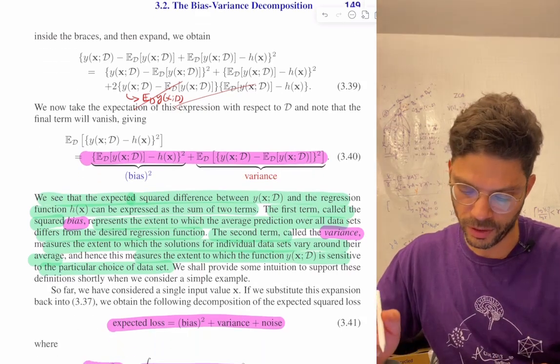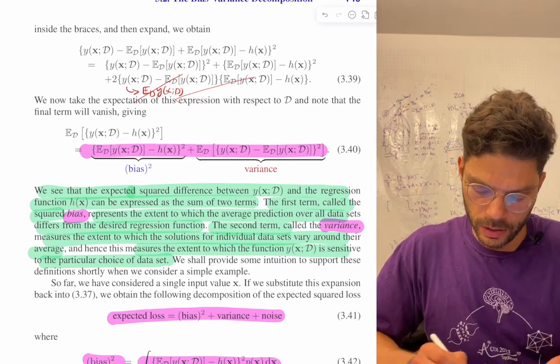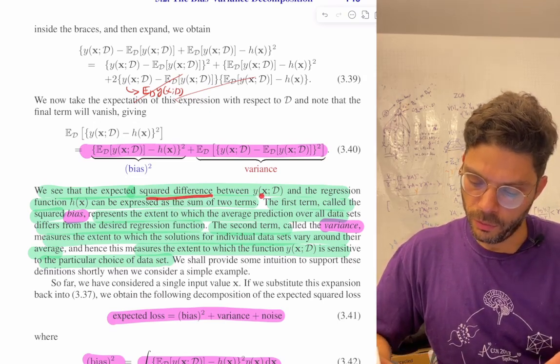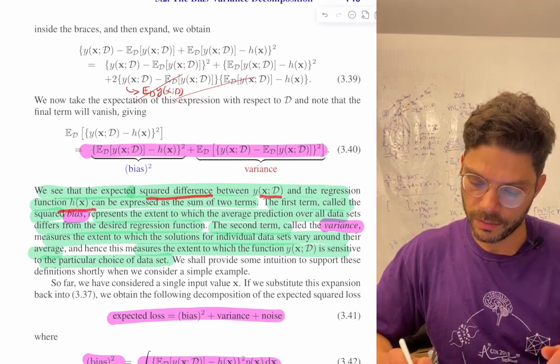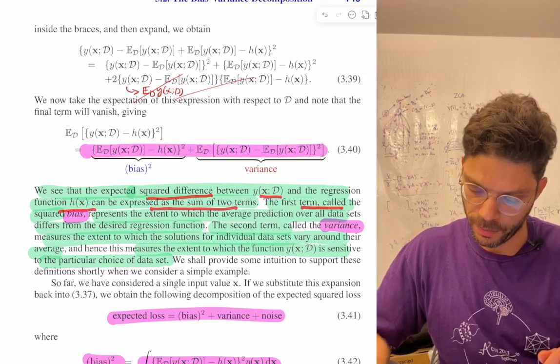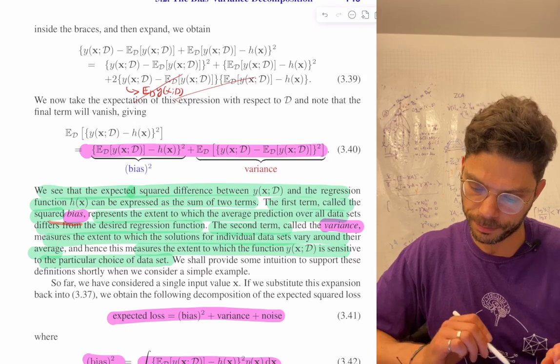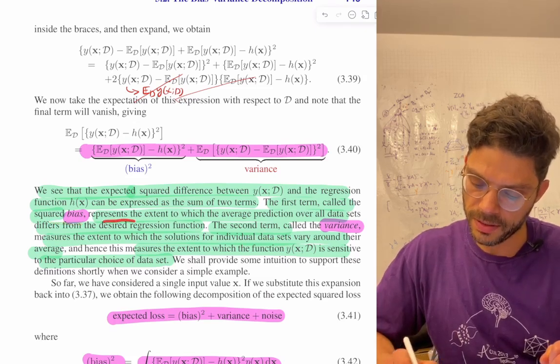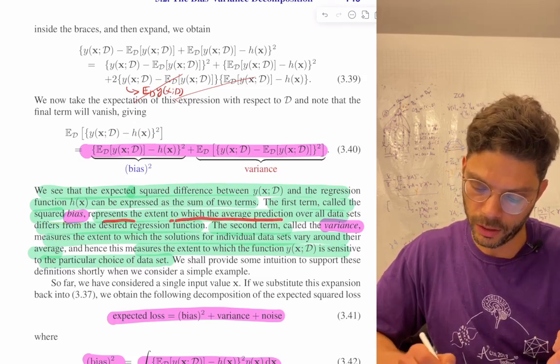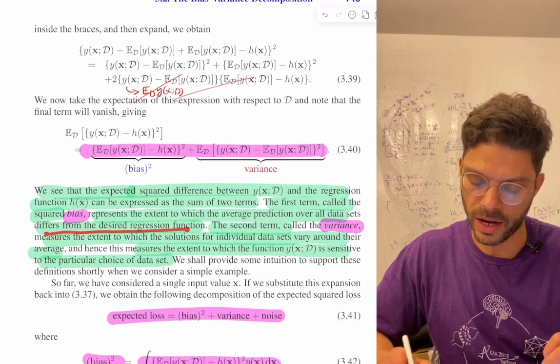Okay, so let's see what he says about that. We see that the expected squared difference between y(x; D) and the regression function h(x) can be expressed as the sum of two terms. The first term, called the squared bias, represents the extent to which the average prediction over all data sets differs from the desired regression function.